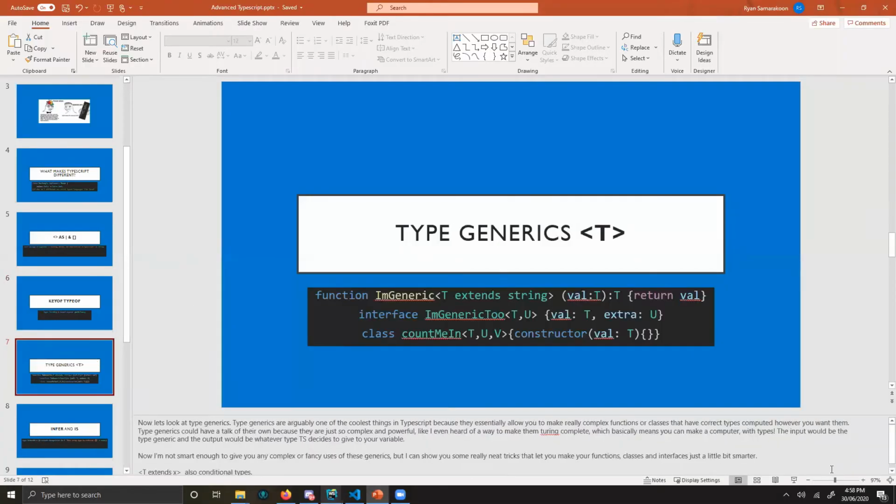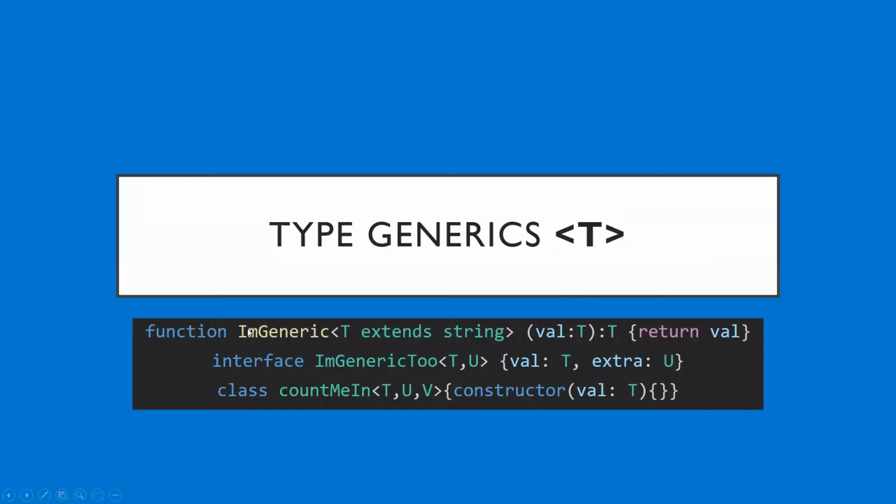Yeah, so next we're going to look at type generics. So type generics are probably one of the coolest things in TypeScript because they essentially allow you to make really complex functions or classes that may have correct types computed however you want to make them. So it allows you to basically make types at compile time.